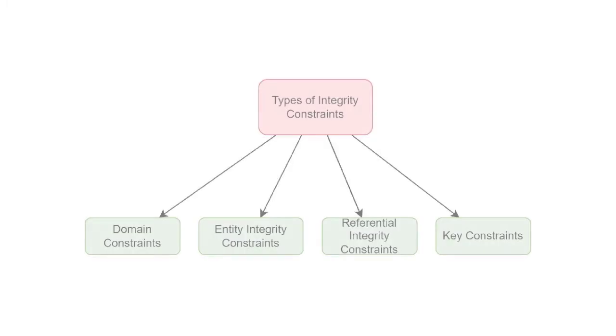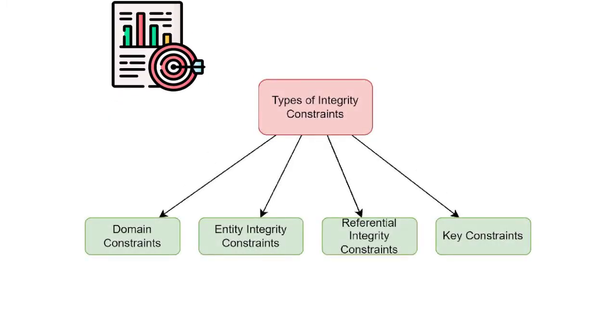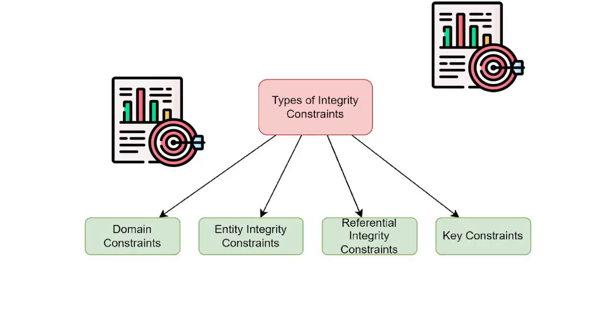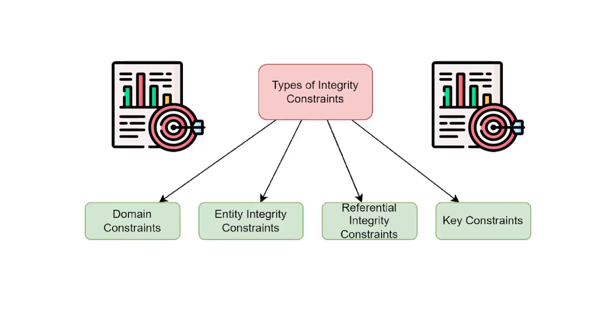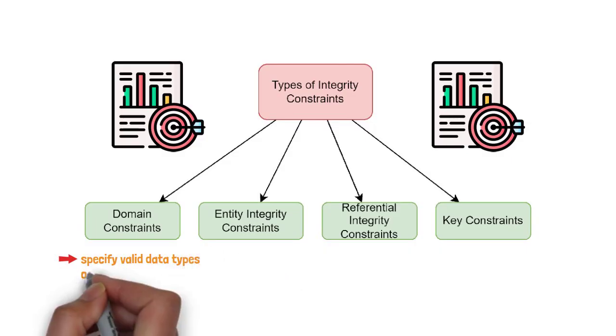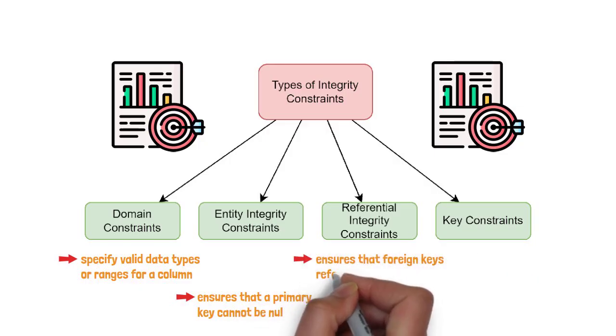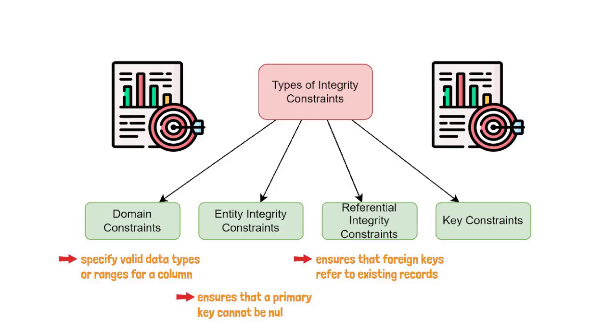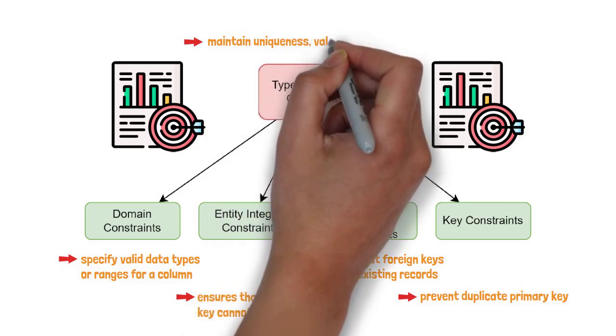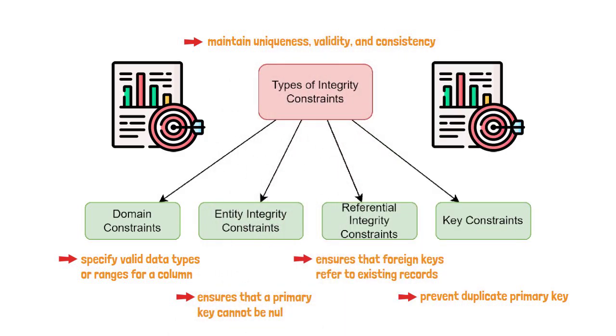Along with keys, we also have integrity constraints that ensure data accuracy. Domain constraints specify valid data types or range for a column. Entity integrity ensures that a primary key cannot be null. Referential integrity ensures that foreign keys refer to existing records. And key constraints prevent duplicate primary keys. Together, keys and constraints maintain uniqueness, validity, and consistency, the backbone of any reliable database.